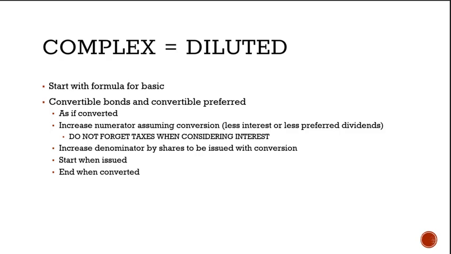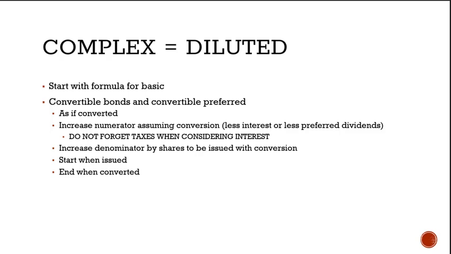But you need to consider taxes only on the interest, not on the preferred dividends, because they don't count for tax purposes. Interest is tax deductible, so we need to adjust for the income taxes. So if the income tax rate is 30%, you're only going to add back 70% of the interest that you saved. You increase the denominator, the number of shares outstanding, by the shares to be issued with the conversion. So you need to know what the conversion rate is per bond or per preferred stock.